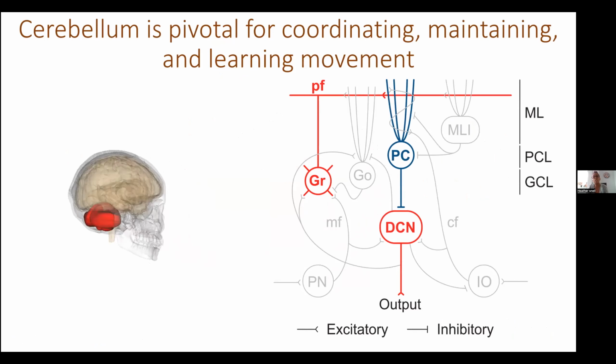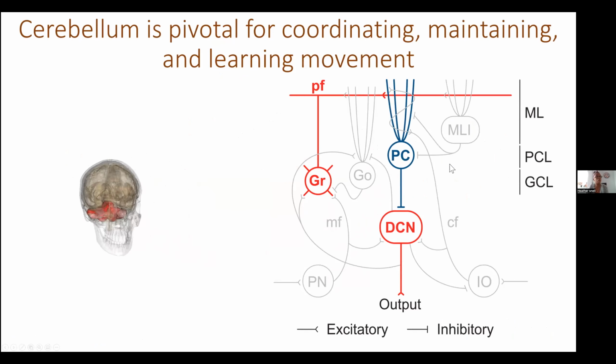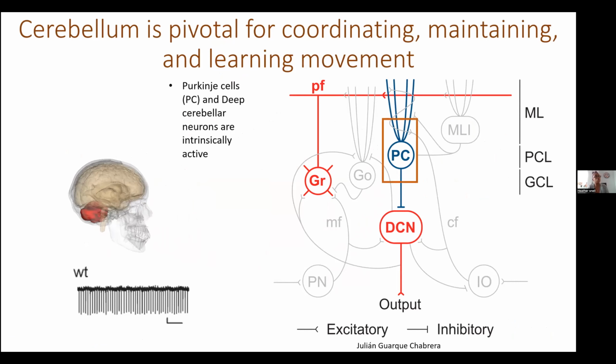Specifically, I'm interested in cerebellar Purkinje cells, which are these cells right here. They're the main output neuron of the cerebellar cortex. What's really interesting about them, and also the cells that they synapse on, the deep cerebellar nuclei, is that they are what's called intrinsically active, meaning that they can fire very regularly in the absence of synaptic input. This is an example of a Purkinje cell firing here. They fire around 50 spikes per second. And it's this time invariant firing that allows them to encode motor-related information.